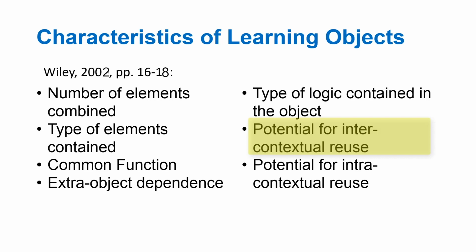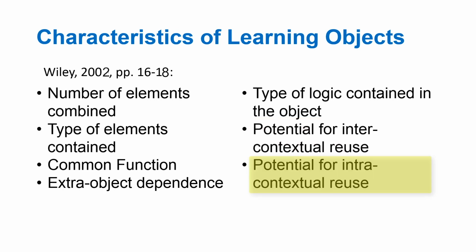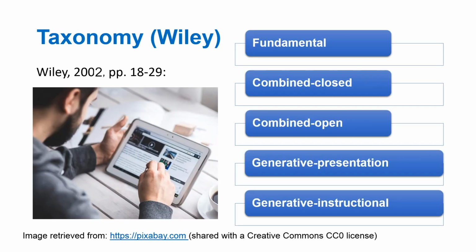Potential for intercontextual reuse, as Wiley explained it, refers to different learning contexts in which the same learning object can be used across different content areas or domains. Whereas the potential for intra-contextual reuse refers to the number of times that the learning object might be reused within the exact same content area or domain. So again, there are a number of different ways that learning objects can be categorized.